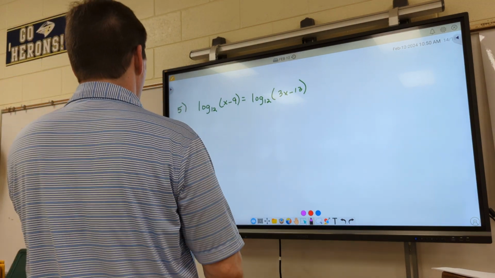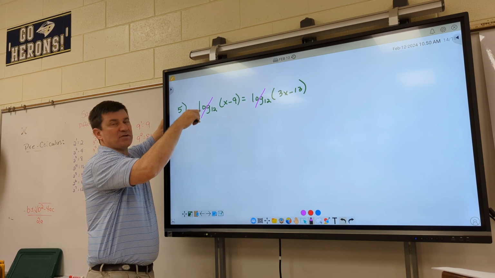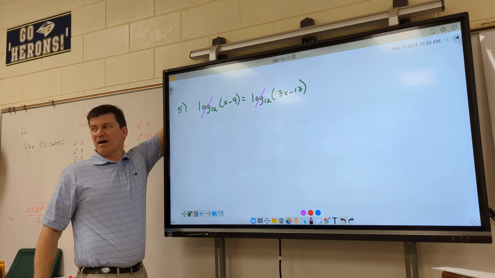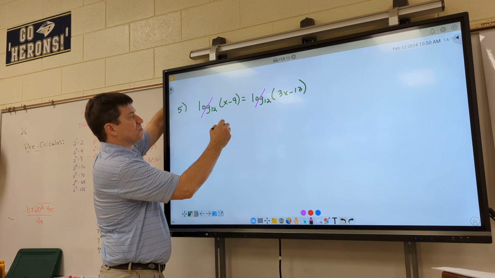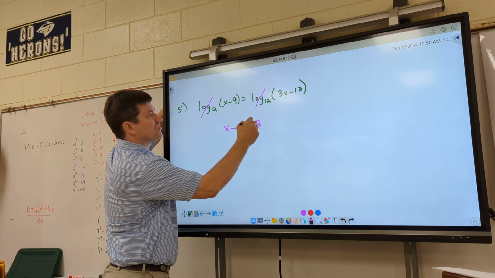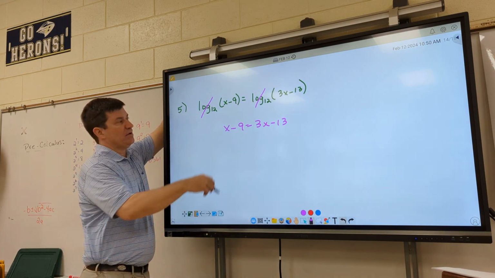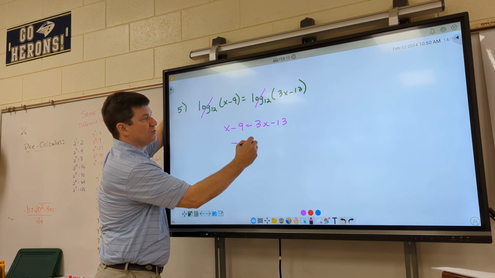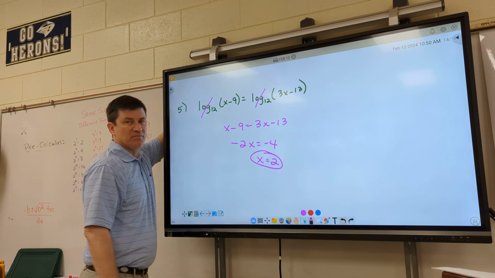Let's check it. All right, logs mark out. Now later we'll have some where the logs are not the same, and those are the ones that get kind of aggravated. We're not doing that today. All right, so we bring down x minus 9 equals 3x minus 13. Now let's get our like terms together. Move this over. I got negative 2x equals negative 4. All right, I got positive 2.